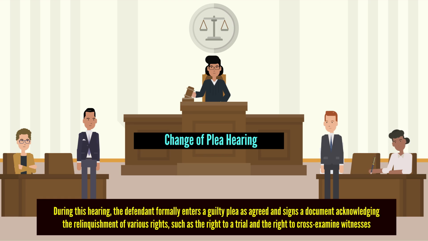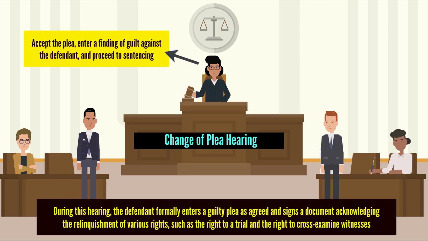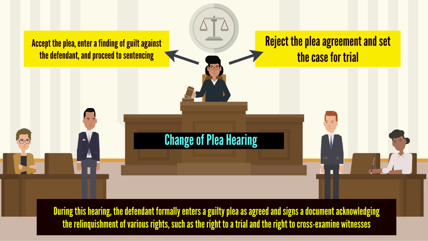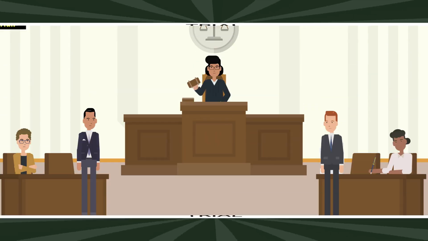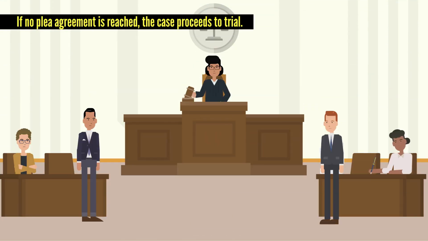Victims have the right to be present and express their opinions about the plea agreement. The judge has the authority to either accept the plea, enter a finding of guilty against the defendant, and proceed to sentencing, or reject the plea agreement and set the case for trial.